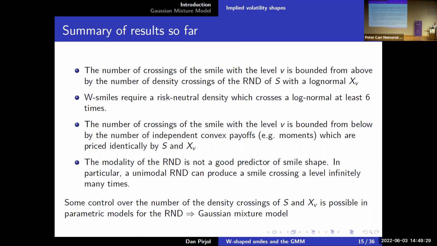Now, if we want to get more precise and make more predictions, we have to get more specific, build a parametric model for the risk-neutral density. And the natural choice when you want to describe multiple outcomes for the stock price in the future is a Gaussian mixture model, which assigns different probabilities to different log normals. It's a mixture of log normals, or equivalently, the log of the stock price is a mixture of Gaussians.